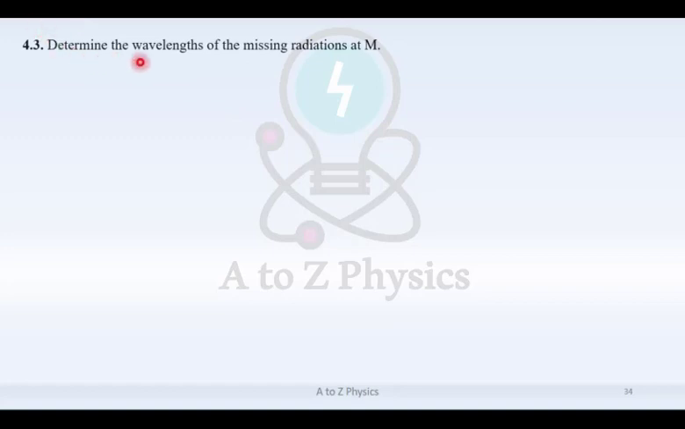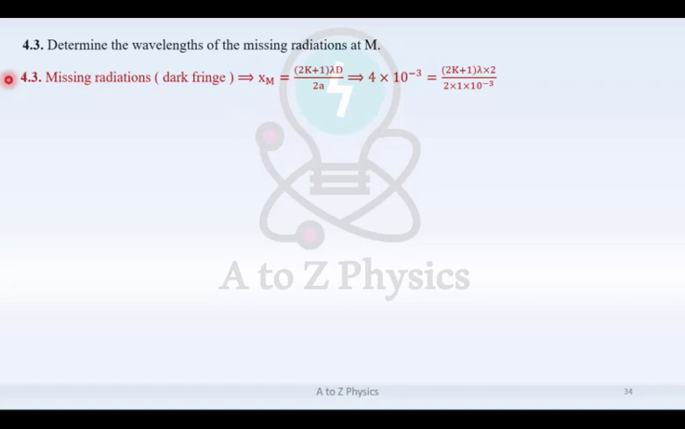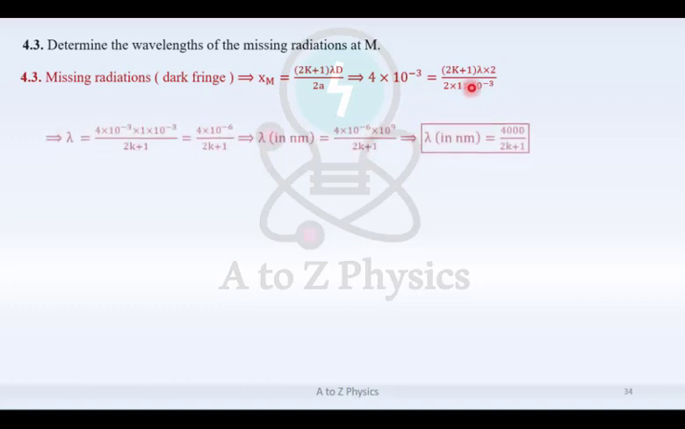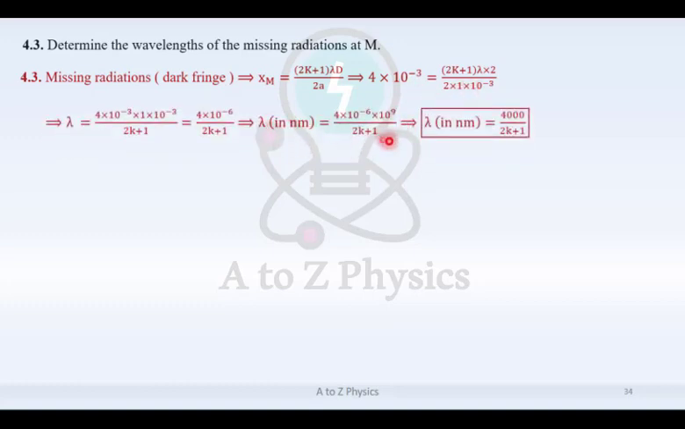4.3. Determine the wavelengths of the missing radiation at M. What do you mean by missing radiation? Of course, the dark fringes. So missing radiations correspond to the dark fringes. The position of any dark fringe is equal to 2k plus 1 lambda d over 2a. We substitute the values of x, d and a, and we will have lambda is equal to 4000 over 2k plus 1. Also, lambda is between 400 nanometer and 800 nanometer.